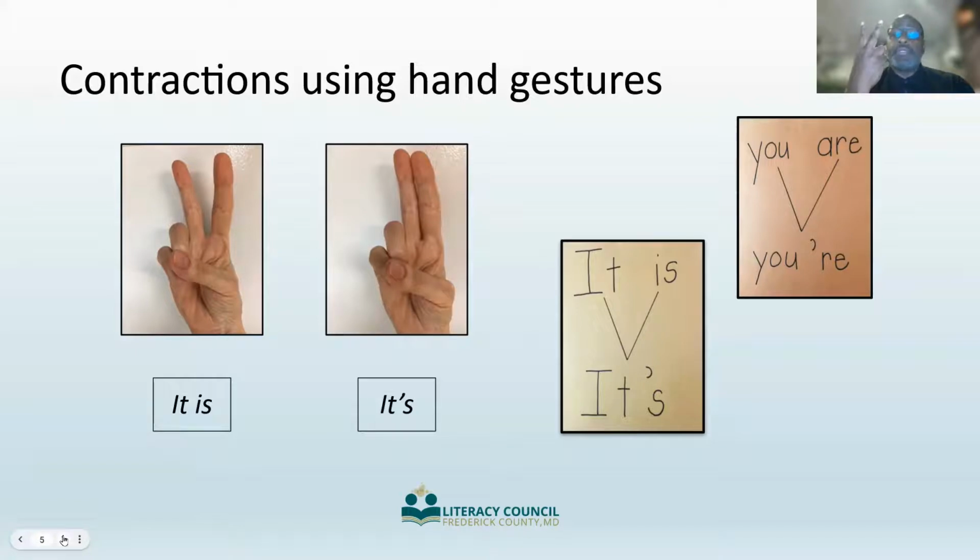In some cultures, the V hand sign may be offensive. In that case, you can hold up one hand for "it" and the other hand for "is," and bring them together for "it's." You can also make a written visual aid showing contractions if you are teaching them as part of a reading or writing lesson. These written examples illustrate how two words are combined into one, using a V shape similar to the hand gesture.